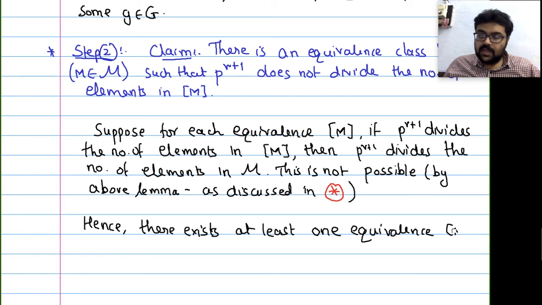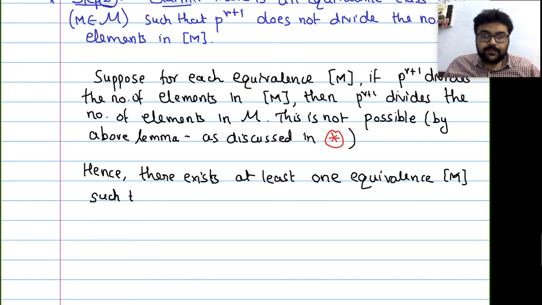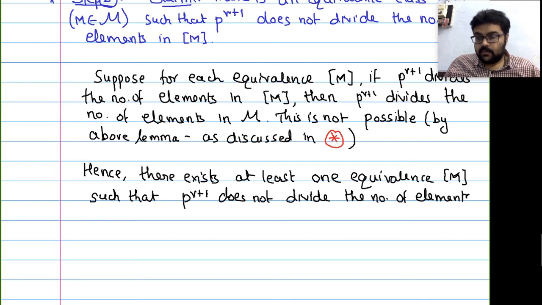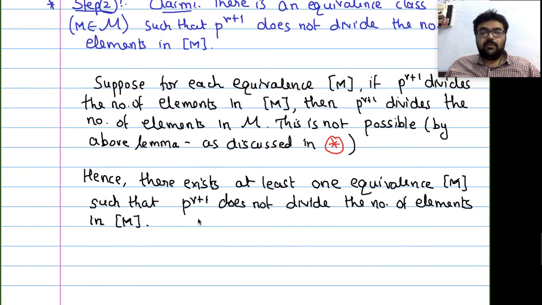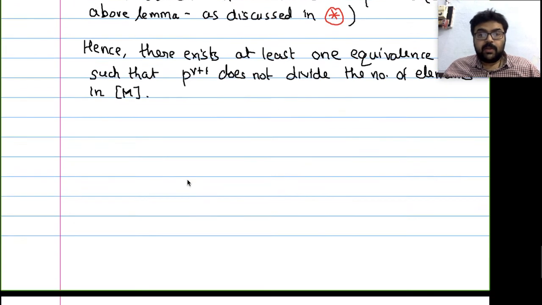There exists at least one equivalence class M such that p power r plus 1 does not divide the number of elements of M. How many elements are there in M? Whatever the number of elements, p power r plus 1 will not divide that. So okay, this part is done.